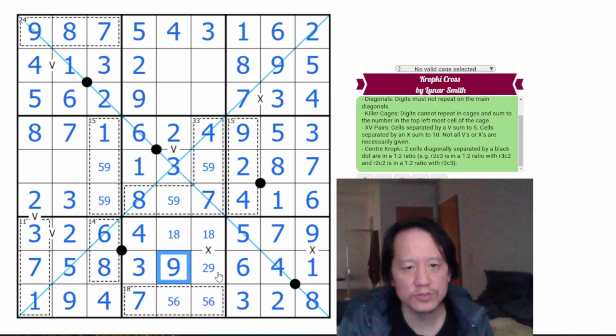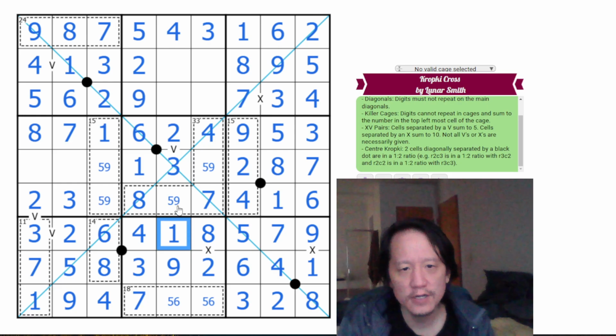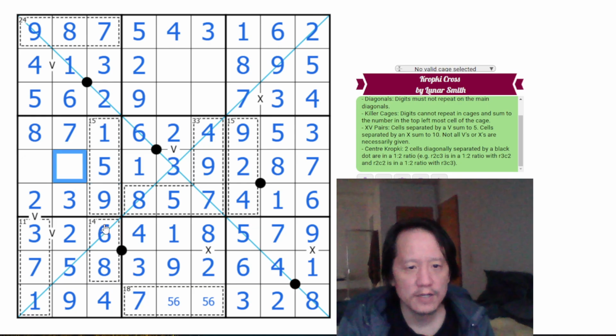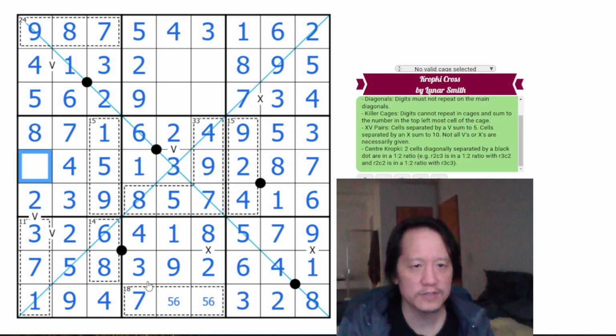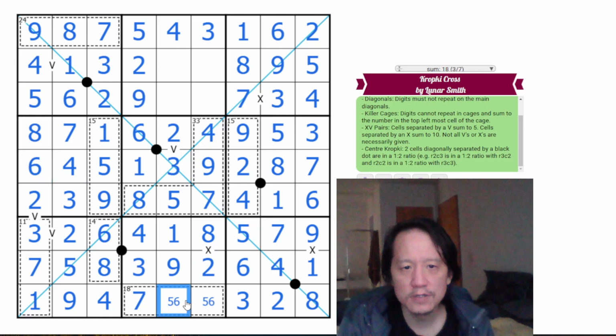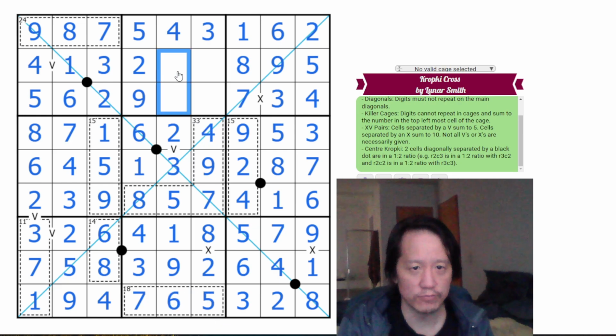This can't be 2, so this is 9, which makes that 2, which makes that 8 to add up to 10, so that's 1. This can't be 9, so this is 5. This is 9. This is 5. This is 9. Let's just finish up this box, so this is 4. This has to be 6. This can't be 5, so this is 6, 5, and now we're really just doing Sudoku.